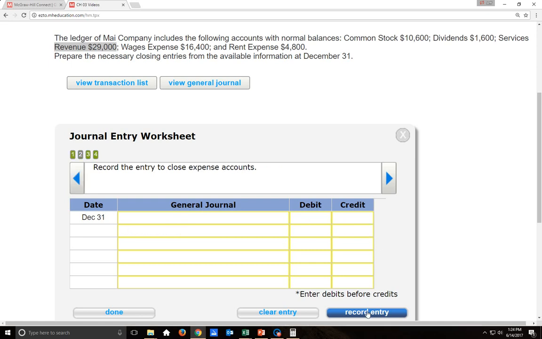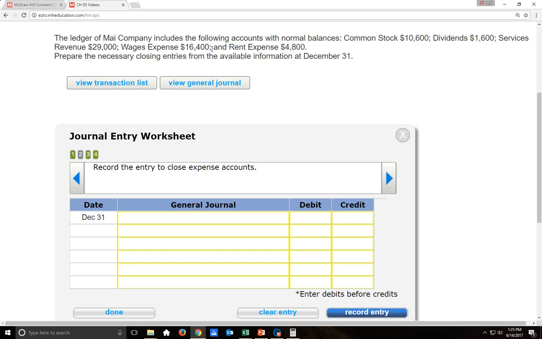Now let's go to the second part of the closing process. The second part, as the prompt says, is to record the entry to close expense accounts. So we close all expense accounts. These are temporary, aka nominal accounts. And so we're going to close them out. And all expense accounts have a normal debit balance. And we have 2 expense accounts that are involved in this problem: a wage expense account and a rent expense account. Now these accounts have a normal debit balance.